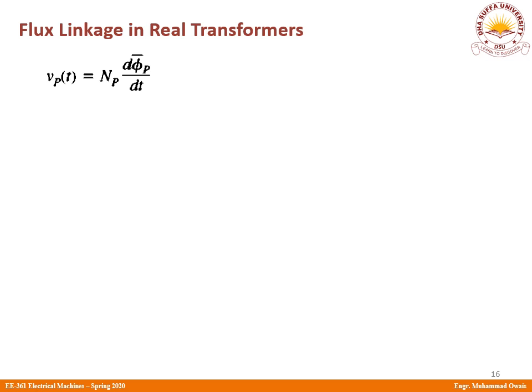So by Faraday's law of electromagnetic induction, we know that the voltage at the primary is given by this relationship: np d phi p over dt. Remember, what is this phi? This phi is the average flux at the primary side. And we said in the previous slide that it has two components: one part is the mutual flux and the other is the leakage flux, as can be seen here. So we have simply replaced phi p by phi m and phi lp, and this is what we get. Okay, so we can also write it down like this.